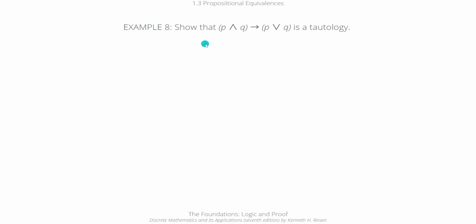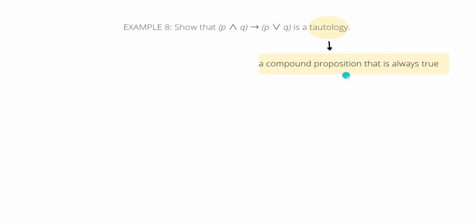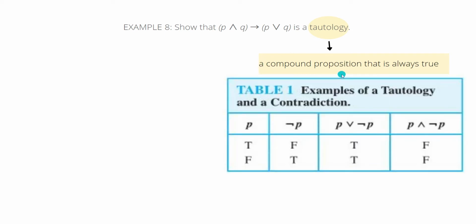Here we have a question: we have to show that P and Q implies P or Q is a tautology. Now, what is a tautology? A tautology is a proposition that is always true. It is a compound proposition. For example, we have here two examples of a tautology and a contradiction.